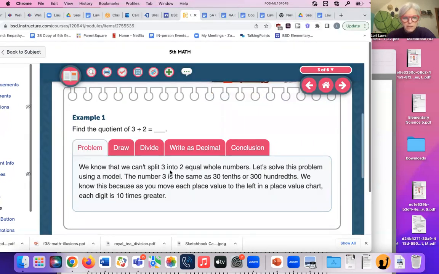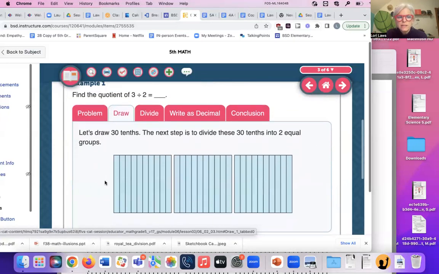Well, we know that we can't split 3 into 2 equal whole numbers. Let's solve this problem using a model. The number 3 is the same as 30 tenths. So in other words, if you think of the 3 as cakes and you chop each cake into 10 pieces, you're going to have 30 tenths. If you chop each piece into 10 more pieces, you're going to have 300 little tiny crumbs of cake. We know this because as you move each place value to the left in a place value chart, each digit is 10 times greater. So then they say, let's draw 30 tenths.